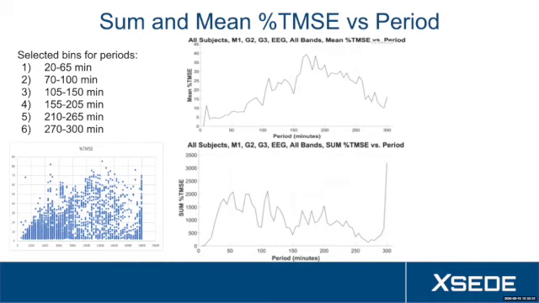We have been selected, and I don't want to go into this in too much depth because we're running out of time. But we're going to be looking for bins from 20 to 65 minutes, 70 to 100, 105 to 150, 155 to 205, 210 to 265, and 270 to 300, which is pretty similar to what we've seen in past studies. And instead of boring you with more of this slide, let's go on to the next one.